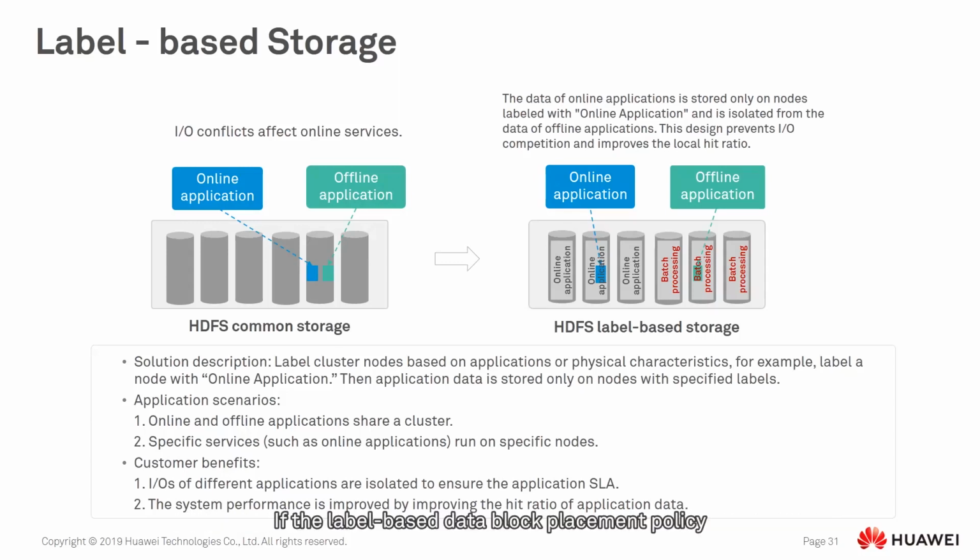If the label-based data block placement policy is used for selecting the data node to store the specified files, the range of data nodes will be selected based on the label expression of the files, and appropriate nodes will be selected from the range of data nodes. In FusionInsight, users can store the replica of data blocks to the nodes with different labels accordingly.